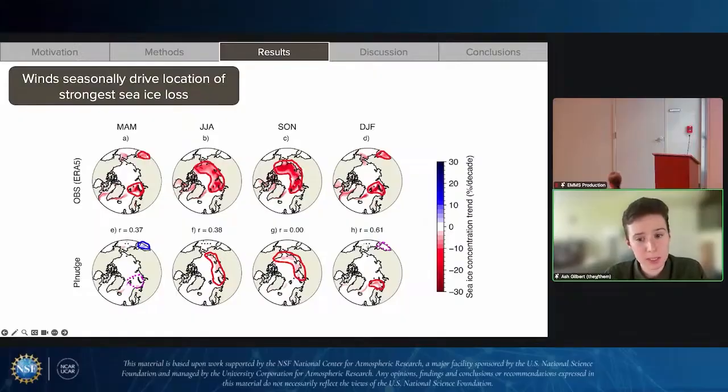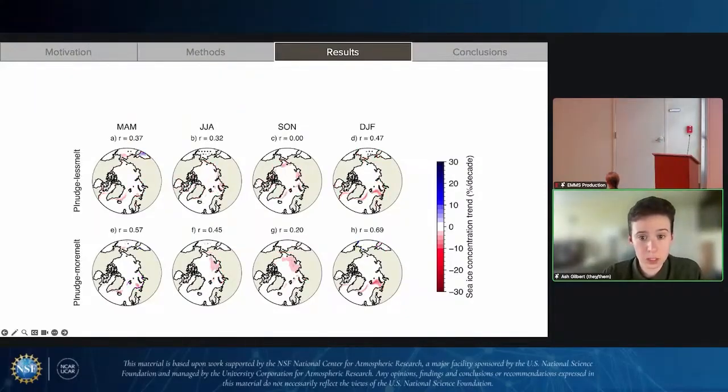We do see some stippling, but for all the trends, it's smaller than 2% per decade, so we can disregard that significance. Again, here PI nudge less melt is on the top row and PI nudge more melt on the bottom row. Again, very similar results to PI nudge for the sea ice trends. So again, no effect on sea ice trends from changing the sea ice thickness.